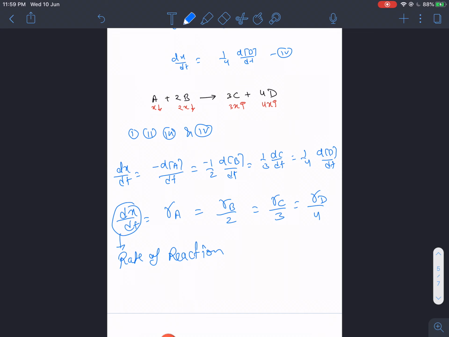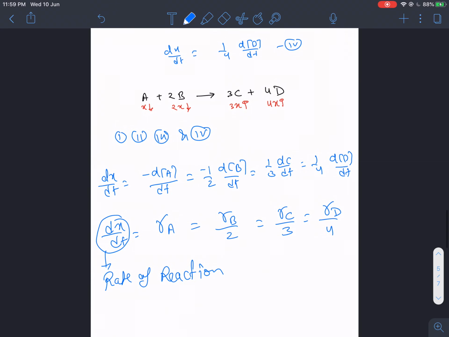Can you observe one thing? When we are talking about RA, look at its stoichiometry 1, so it is divided by 1. Look at the stoichiometry 2, it is divided by 2. Look at the stoichiometry 3, it is divided by 3. Look at the stoichiometry 4, it is divided by 4. And it should be, because by the time 1 mole of A is getting consumed, how many moles of B are getting consumed? 2 moles.